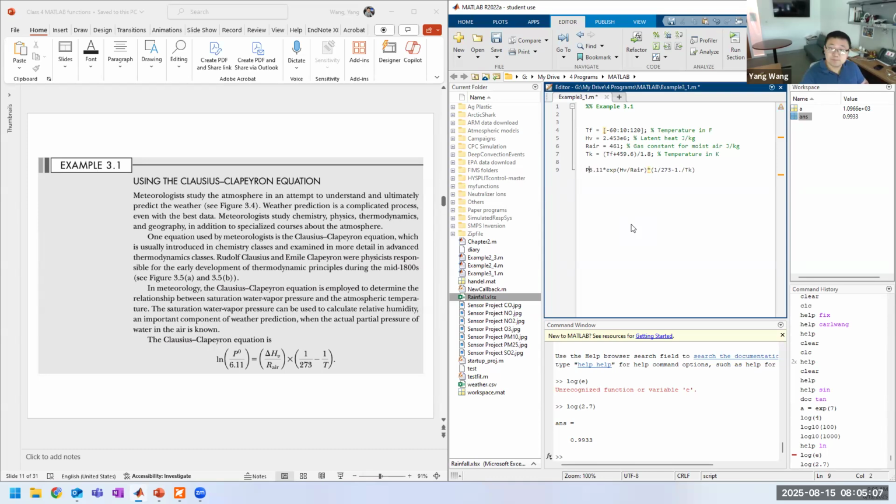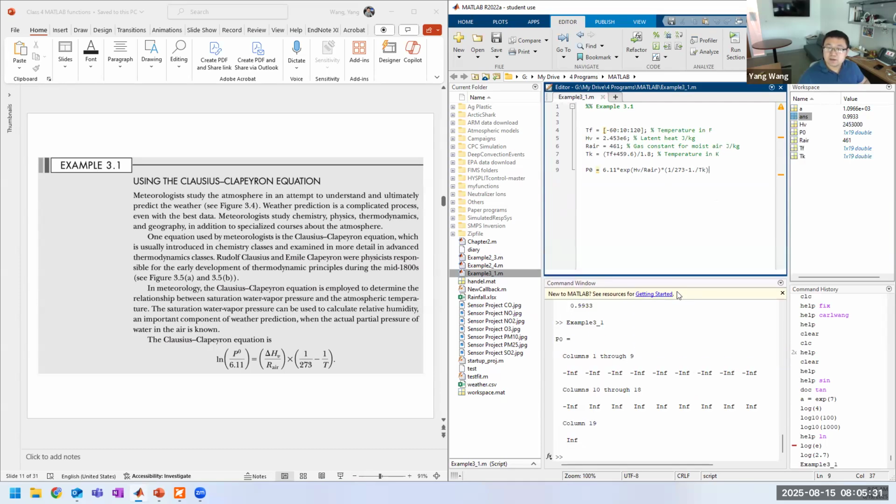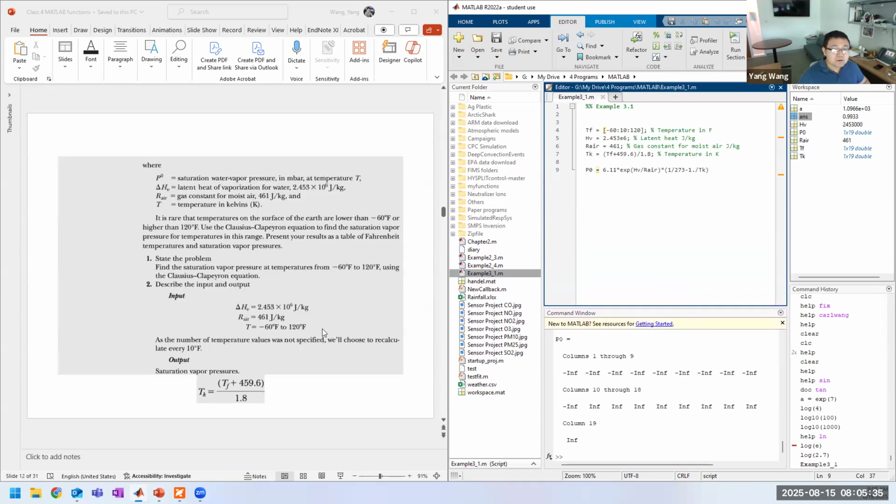So now we're going to have P0 equals this value, right? To test whether this function works, by the way, I just saved the function. Now if you close it and then go back to example 3.1, you see the function working, right? So we can just click run and see what we get, okay? Basically we're getting a very, very big value here.